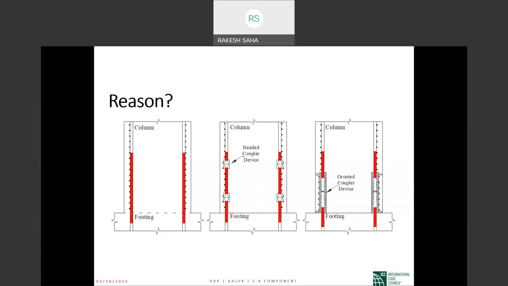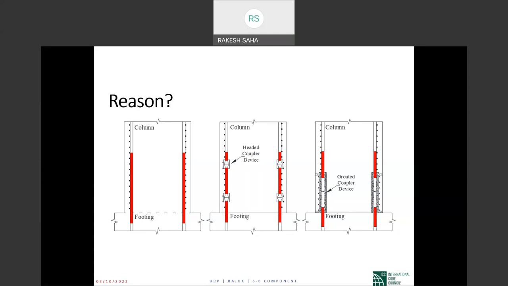Now, what is the reason for not allowing couplers in the plastic hinge? There are a couple of reasons. One was the lack of data, actually. There hasn't been much until, let's say, about 10, 15 years ago. There hasn't been much data on seismic performance of bars that are spliced using these mechanical couplers in the plastic hinges. But other than that, there are also some fundamental reasons why there's some concern about using these couplers.